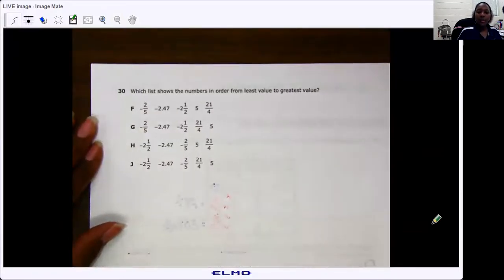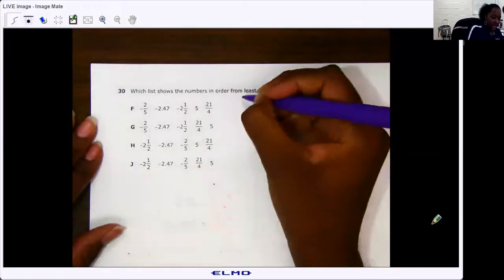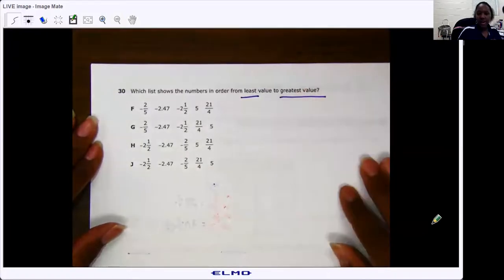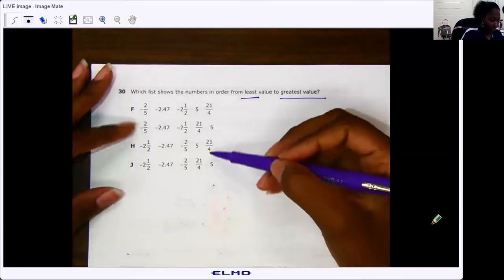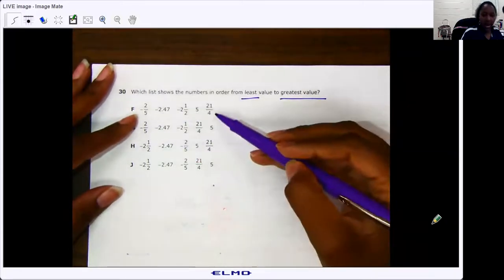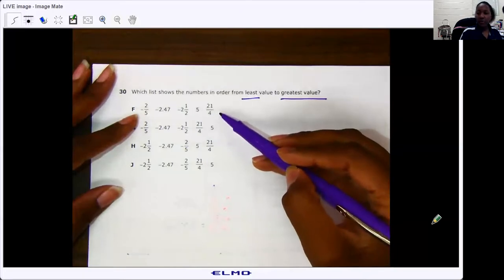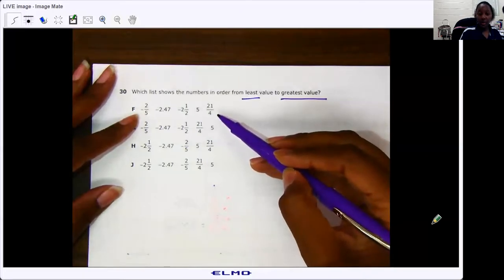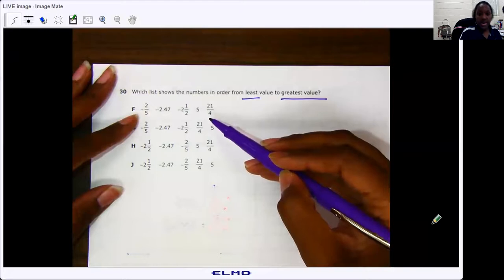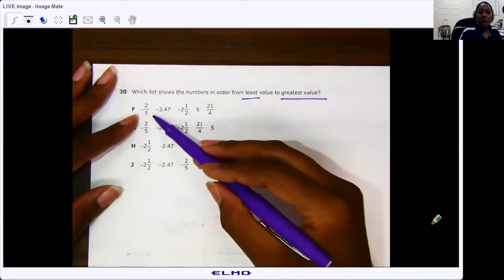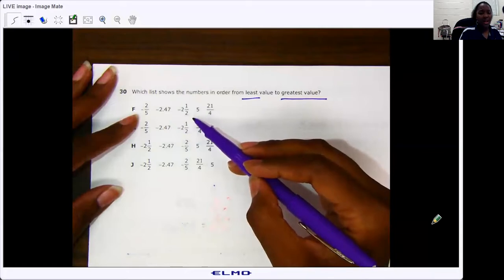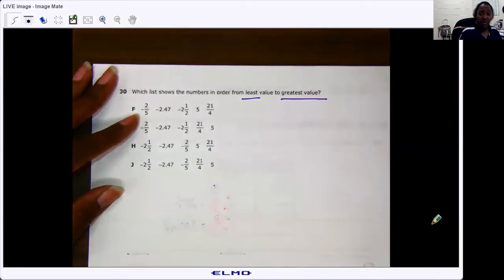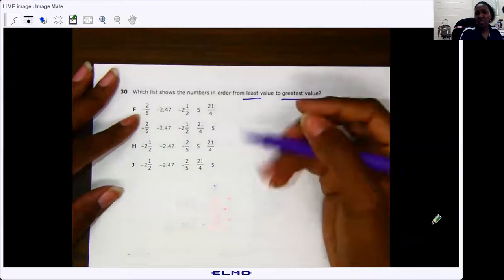Which list shows the numbers in order from least value to greatest value? Now it has switched. They want smallest to biggest this time. Take a look at our numbers, ladies and gentlemen. We have fractions and we have decimals here. Just like before, we need them all to be the same type of number so that way we can compare them. Now, in this instance, I can either make them all fractions, but remember, making them all fractions, I need to have a common denominator. That might take a little time, not saying that you can't do it, but that might take a little time that you might not be willing to do.